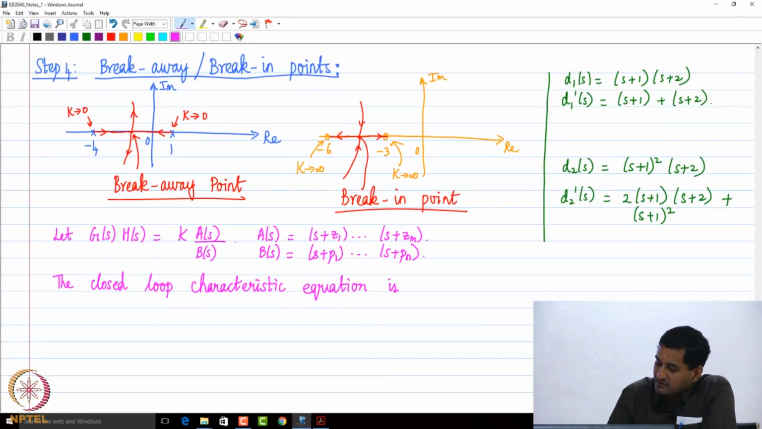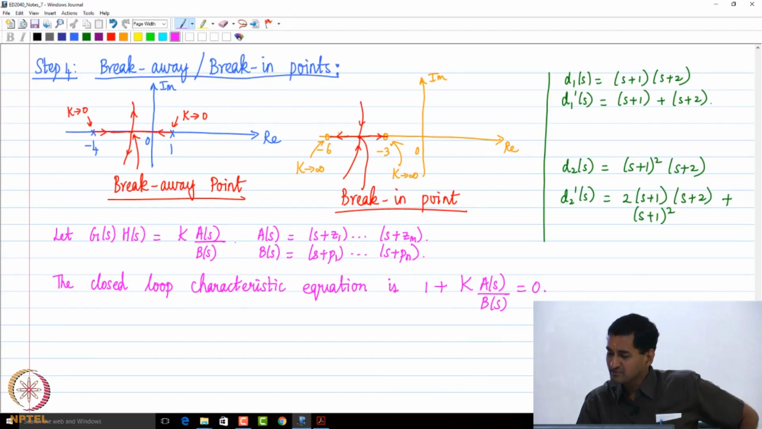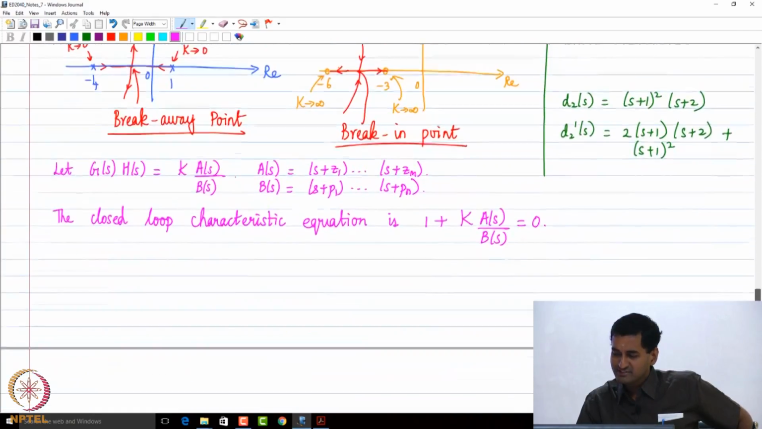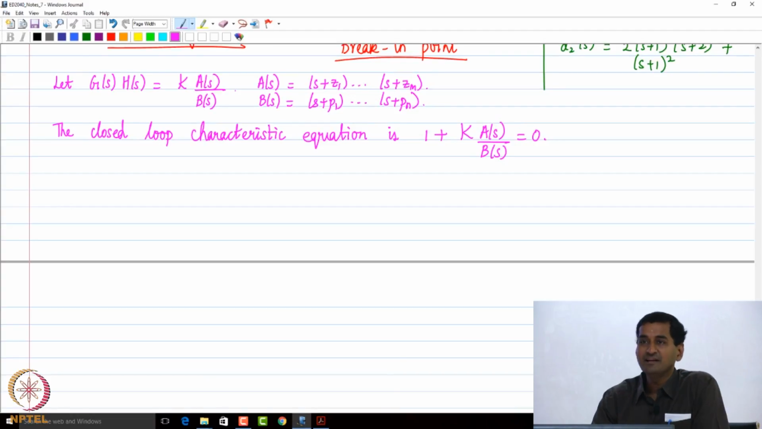is going to be 1 plus k times a(s) divided by b(s) equal to 0. Do you agree? That is what is going to be the closed loop characteristic equation, because what is the closed loop characteristic equation? It is 1 plus g(s)h(s) equals 0. Now if the closed loop characteristic polynomial has a repeating root, immediately what can we say about it?